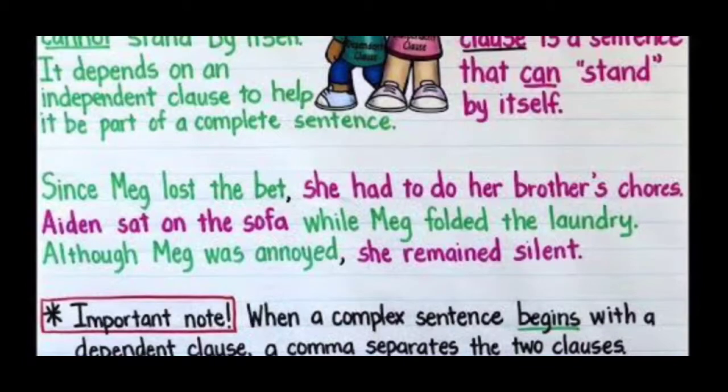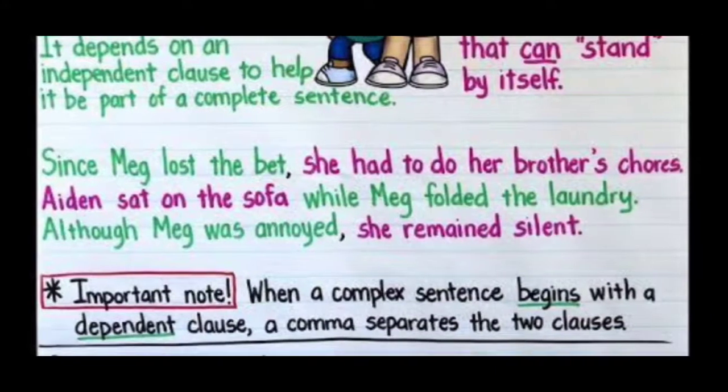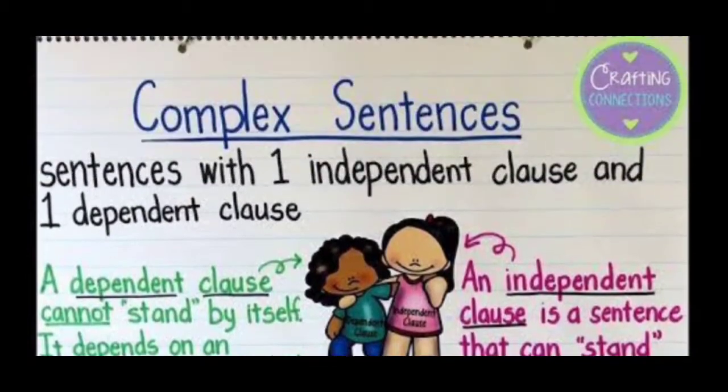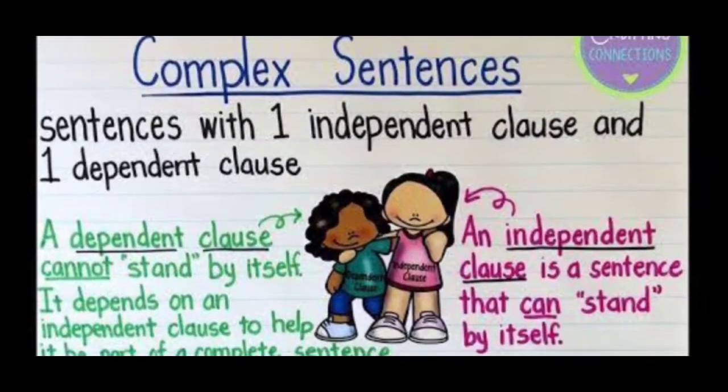When the dependent clause comes first, we need to use a comma. When the independent clause comes first, we need not use a comma. So it is very, very important, children. So important note, when a complex sentence begins with a dependent clause, a comma should be there to separate the two clauses. So keep all these important notes in your mind, children, to make proper sentences in complex and compound sentences.